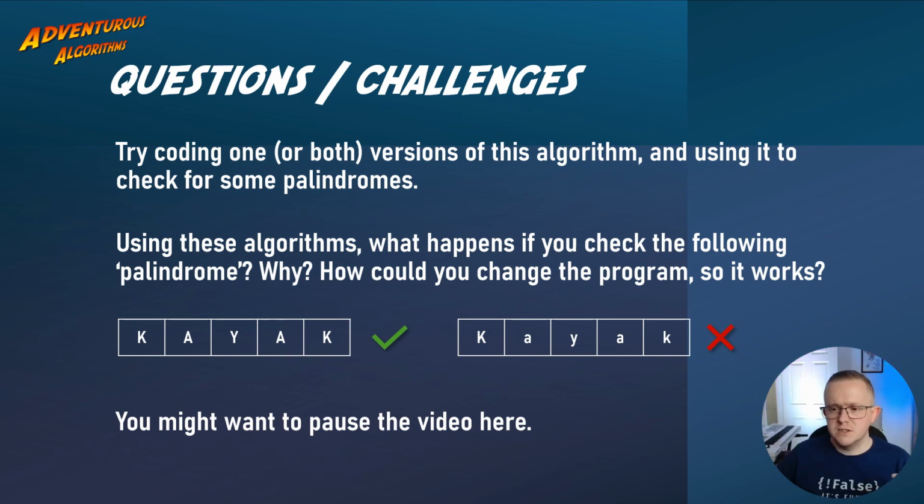More tricky is, well, how could you sort your program? Now that might be using some sort of input validation. It might be that you could go and look up for your programming language, whether it's Python or something else, what are the string functions and methods that would let you convert between upper and lowercase letters. How could you use that to solve your problem? So you might want to pause the video here before you go on to the next bit.